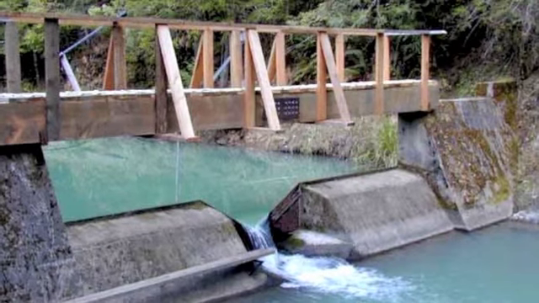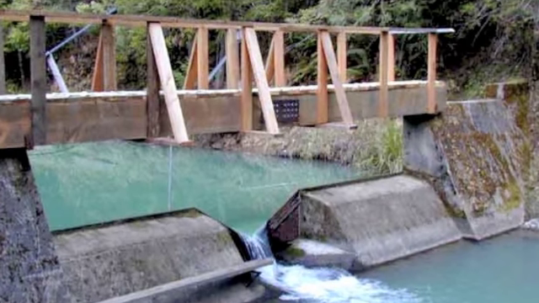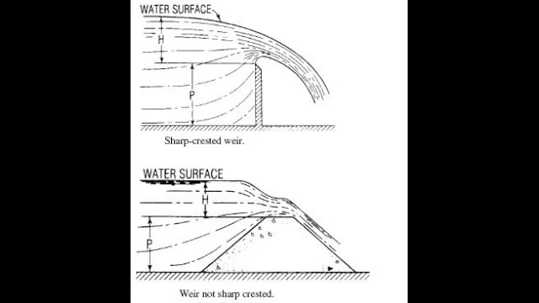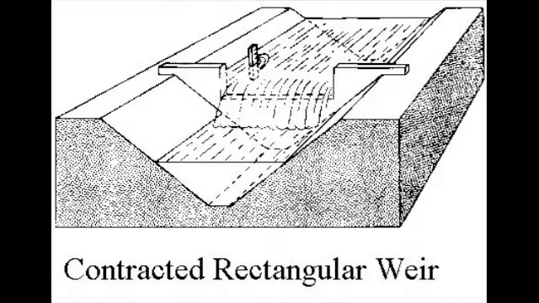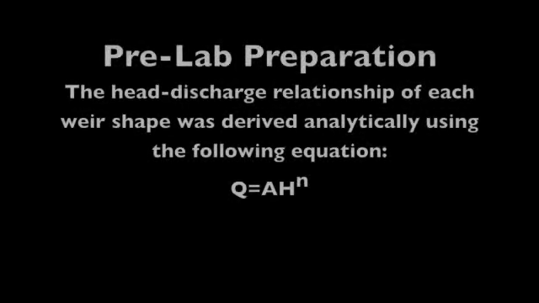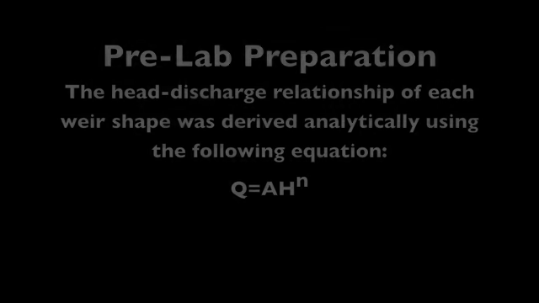Weirs are used in rivers and they are similar to dams but smaller. There are several different types of weirs which include V-notch, rectangular, broad-crested, sharp-crested, and compound weirs. The head-discharge relationship for each of the weir shapes was derived analytically using the following formula.